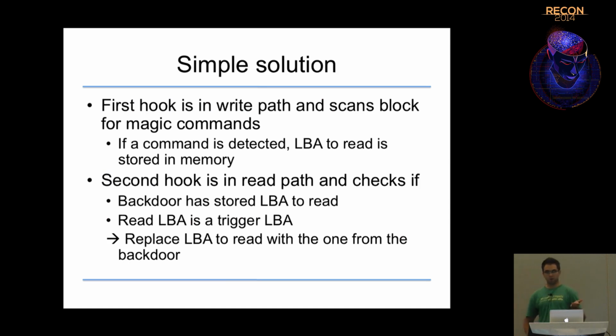So I'm just hooking in the write path, and I scan for magic commands inside the data that's coming in. If such a command is detected, then the LBA that you instruct to read in this command is stored in memory. And the second hook in the read path just checks if the block that you're reading is the logical block where you wrote before. And if so, it replaces the block address of the block you want to load with the one from the backdoor, and then returns you this block. Okay, this was a bit confusing.